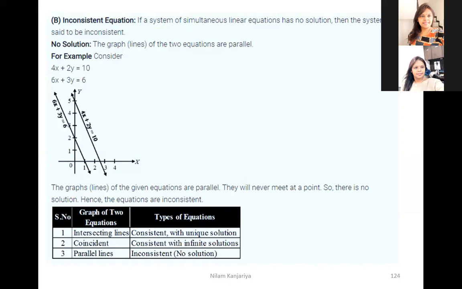That time you can say that your equation is inconsistent, meaning it has no solution. It has no solution when the two lines are parallel.